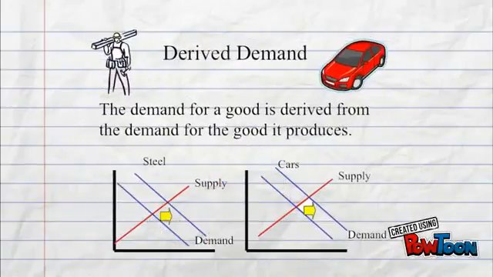In the graph, we can see that the demand for a good is derived from the demand for the good it produces. So when the demand curve for cars shifts to the right, the demand curve of steel, which is needed to make cars, shifts to the right as well.